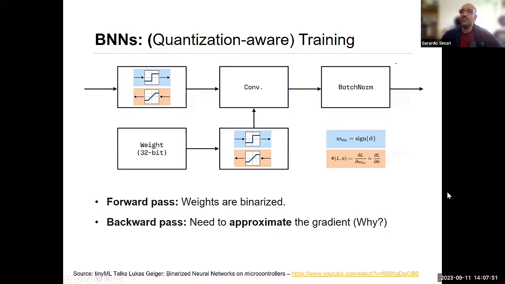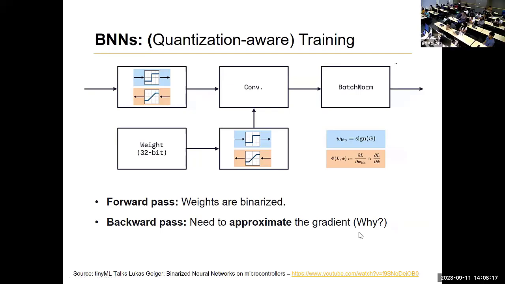So quantization aware training, we finally get to what we were hoping to arrive at. Essentially it looks like this. You're going to see that in the forward pass the weights are binarized, but in the backward pass you need to approximate the gradient. So can anybody tell me why this might be the case? Why would you need to? Yeah.